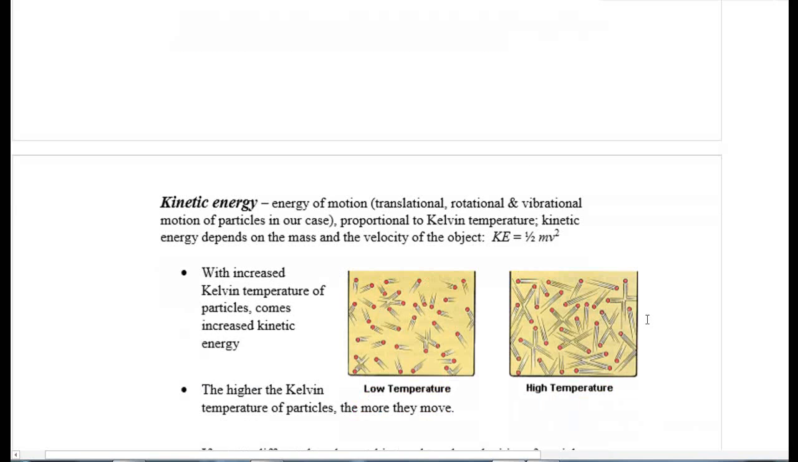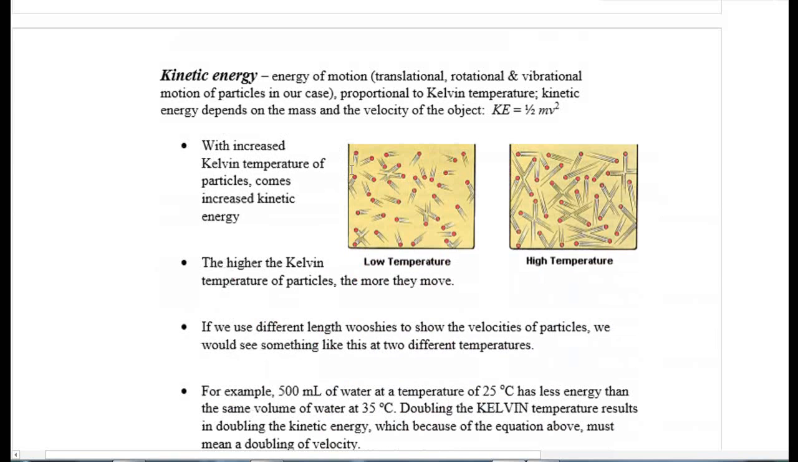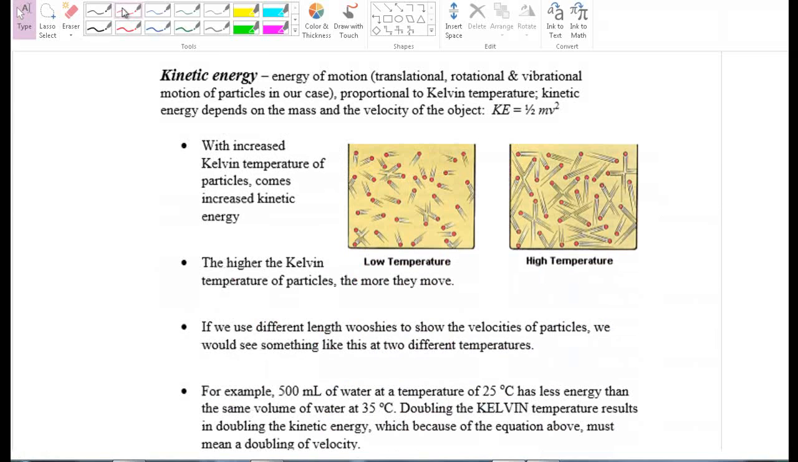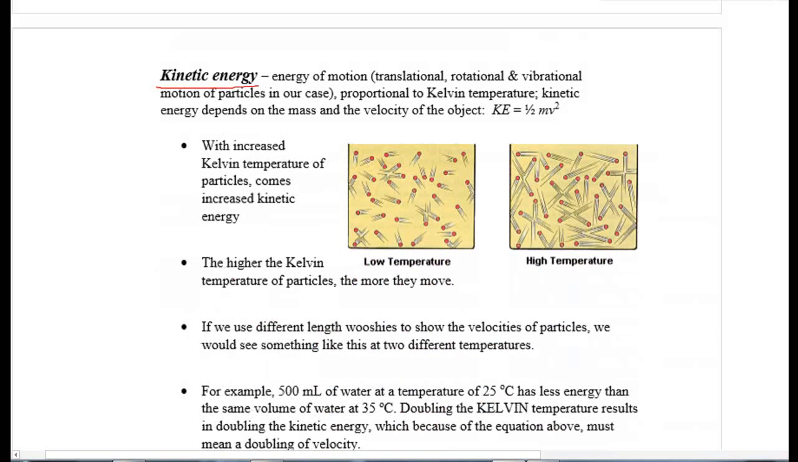All right, so if we look at kinetic energy, it is the energy of motion, and that motion can be translational, rotational, and vibrational. Well, what the heck does that mean? So translational means I have a particle that's flying across the page. Rotational means I can have an atom or parts of the atom, or part of the molecule, that can rotate. And vibrational is just, if I have a solid and it's kind of locked in place, but it's still vibrating.